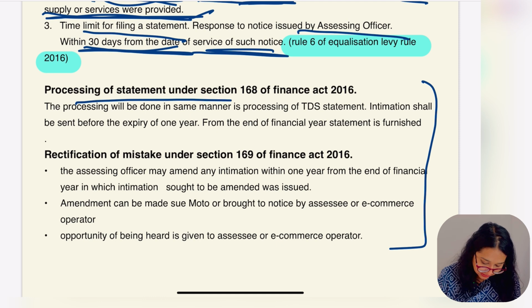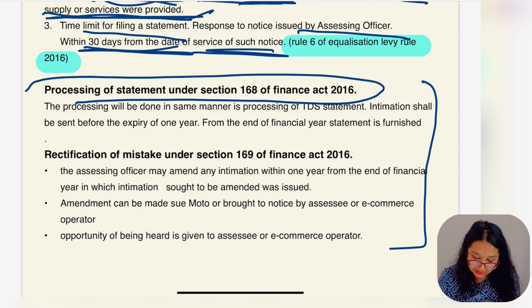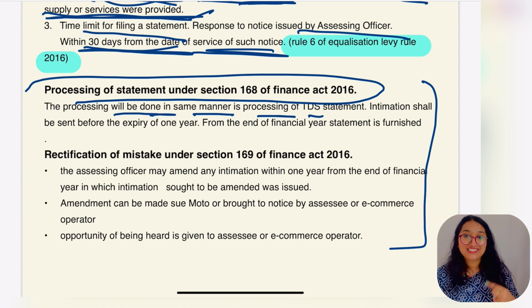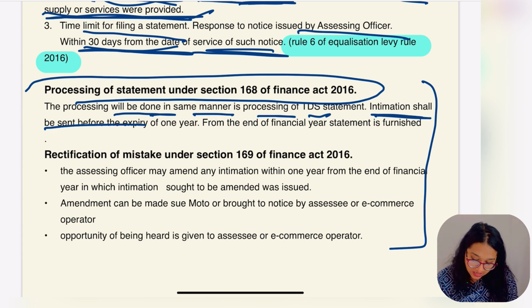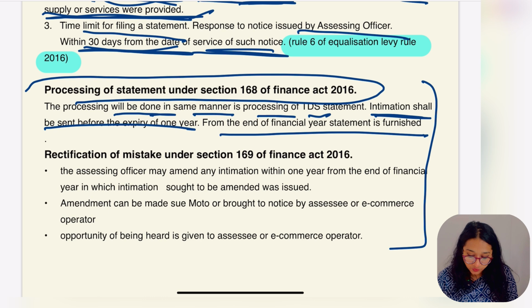Now let's go for this. Proceeding of statement under section 168 of the Finance Act. The processing will be done in the same manner as the processing of a TDS statement is done, the manner prescribed for TDS statements. Intimation shall be sent before the expiry of 1 year from the end of the financial year in which the statement is furnished.